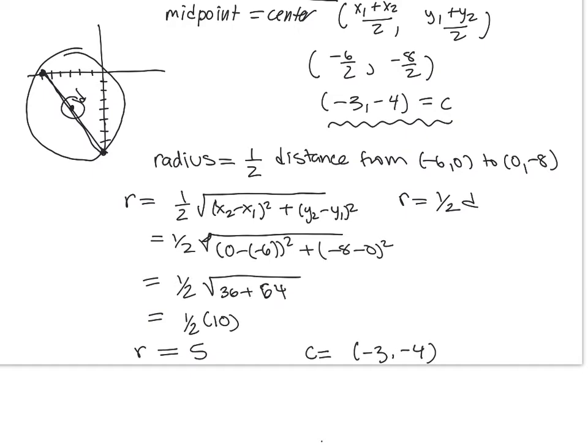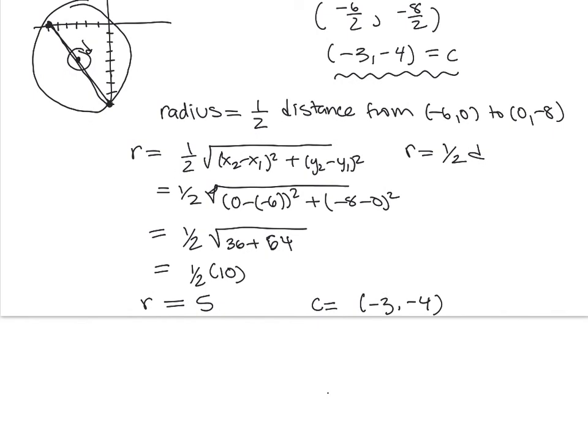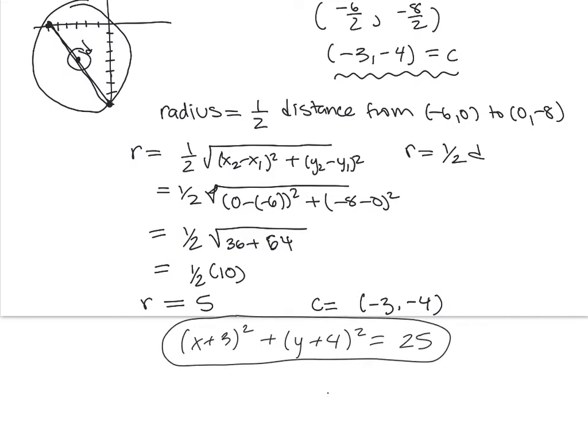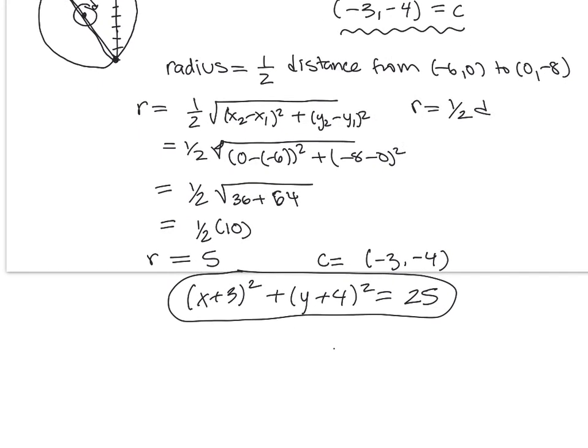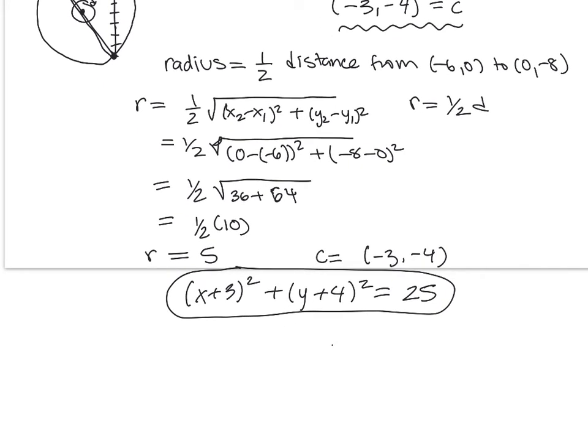So I know that was a little bit tedious, but what's the equation? X plus 1, X plus 3, squared plus Y plus 4, squared, equals 25. So with that question, my point was that the radius and the center were kind of hidden in the information that they gave you, right? Okay.